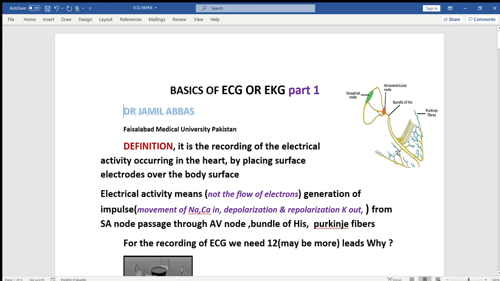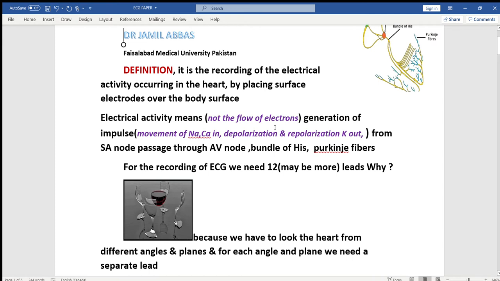Now, by electrical activity we don't mean the definition in physics, where there is a flow of electrons. Here there is no flow of electrons, but there is the generation of an impulse. There is a movement of sodium and calcium inside the heart, which is the depolarization, and then the repolarization, where there is a movement of potassium out of the cell. So the electrical activity is the movement of sodium ions, calcium ions, and potassium ions in and out of the cell. This whole is known as the electrical activity of the heart.